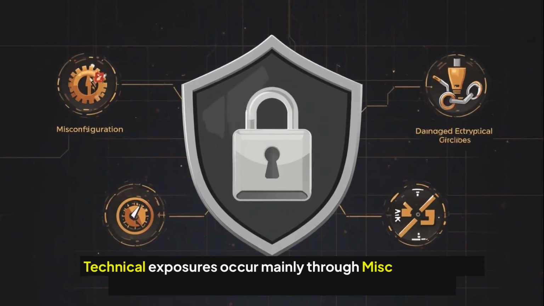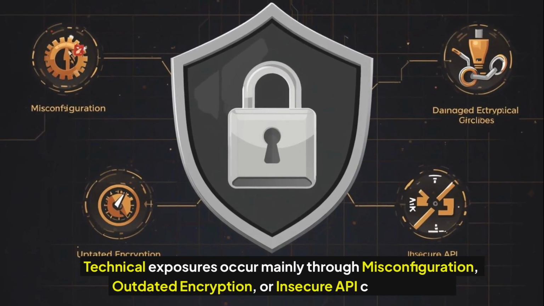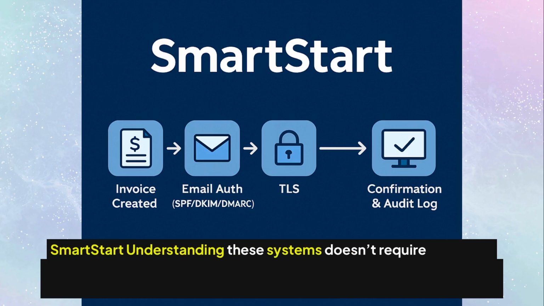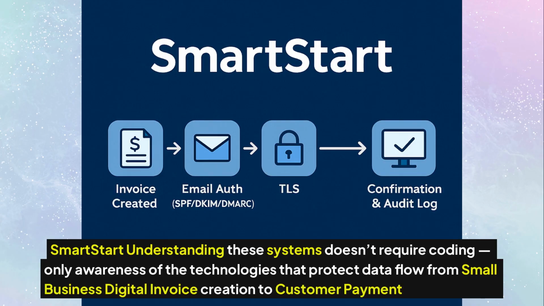Technical exposures occur mainly through misconfiguration, outdated encryption, or insecure API connections. Understanding these systems doesn't require coding, only awareness of the technologies that protect data flow from Small Business Digital Invoice creation to customer payment confirmation.